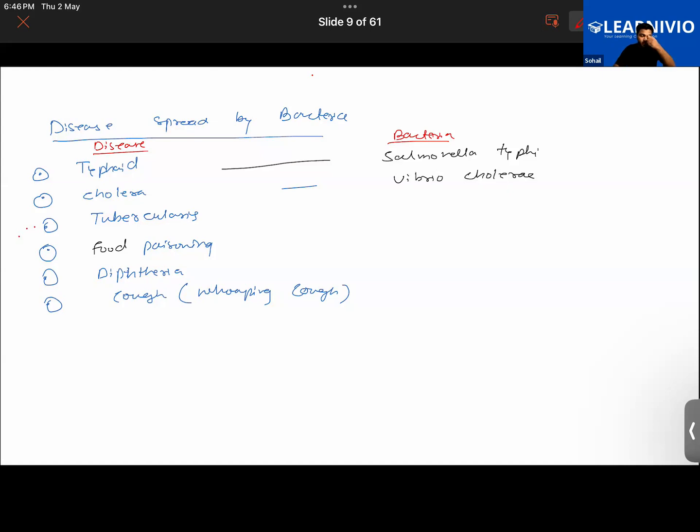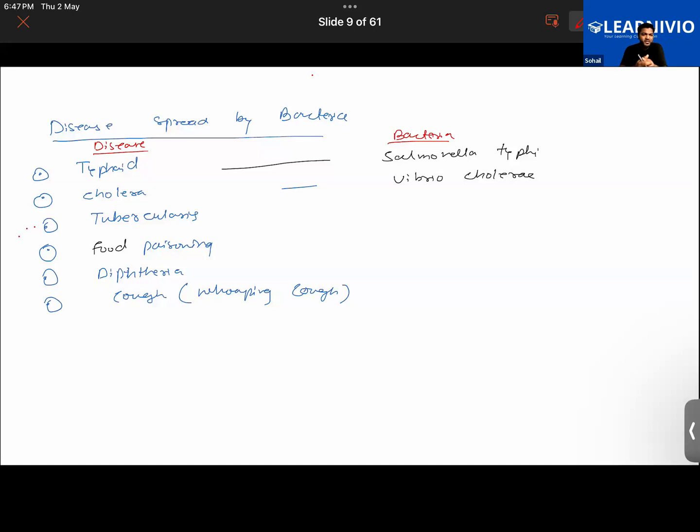Okay. Talking about tuberculosis. What happens in tuberculosis? Any idea? See, in tuberculosis, the bacteria will be infecting the lungs of the patient. Mainly, it affects the lungs. Water will start to accumulate inside the lungs, and pus formation will take place.